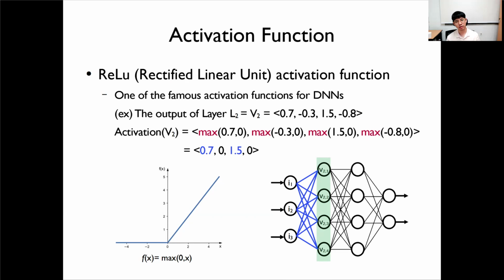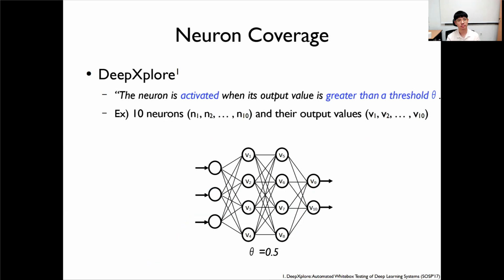And okay, so far we learned basic terms in DNNs. So finally, let's see what neuron coverage means. Neuron coverage is the first coverage metric presented by the DeepXplore paper for testing DNNs. So it is a really intuitive metric and can be easily calculated. And to calculate the neuron coverage, we should know the meaning of activated neurons in this work. A neuron is activated when its output value is greater than a certain threshold zeta.